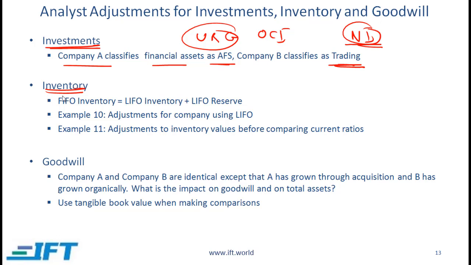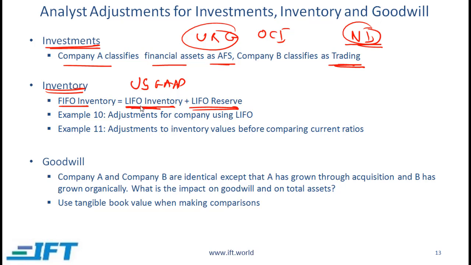Inventory. I have already mentioned this. If you are comparing two companies where inventory is significant, one company uses FIFO, the other company uses LIFO, then we need to make an adjustment. When companies report inventory using LIFO, and this is allowed in US GAAP, it's not allowed in IFRS, they are required to also provide a LIFO reserve. This is a number that when added to LIFO inventory gives us FIFO inventory.